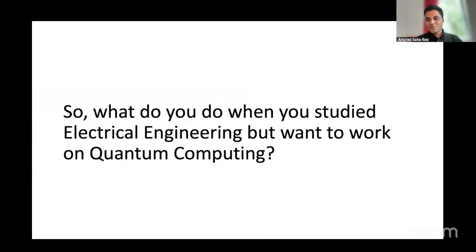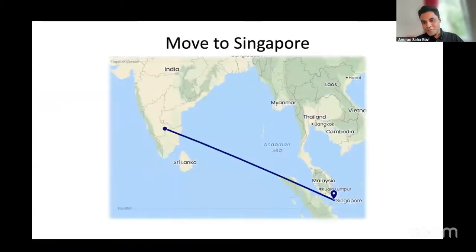So that brings us to the question: if you studied electrical engineering, but you want to work on quantum computing, what do you do? Well, I moved to Singapore. You don't need to move to Singapore. This was back in 2015. Of course, today you don't move to Singapore if you want to work in quantum computing.